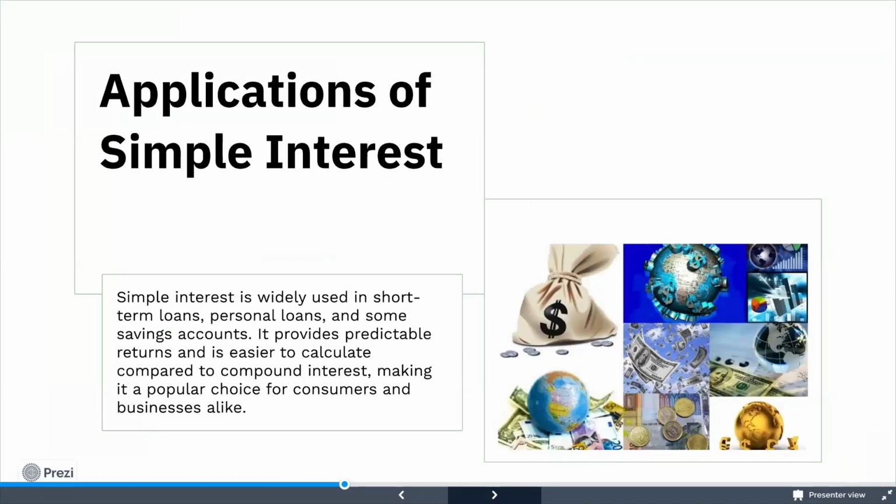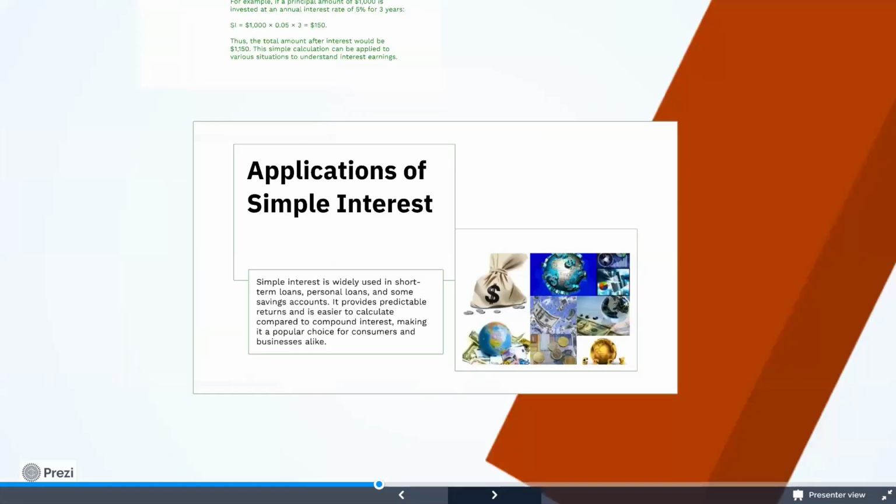Applications of simple interest. Simple interest is widely used in short-term loans, personal loans, and some savings accounts. It provides predictable returns and is easier to calculate compared to compound interest, making it a popular choice for consumers and businesses alike.